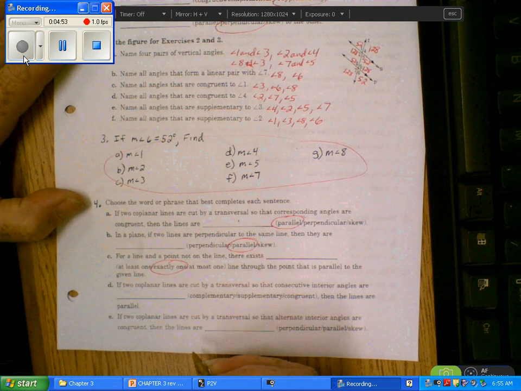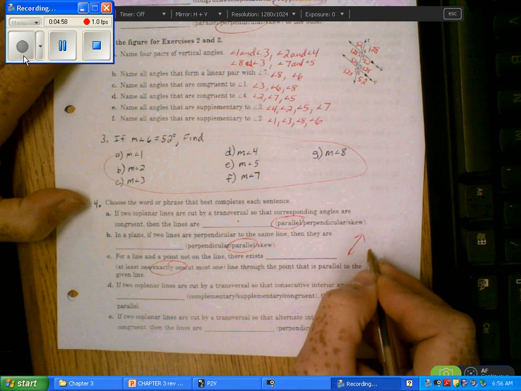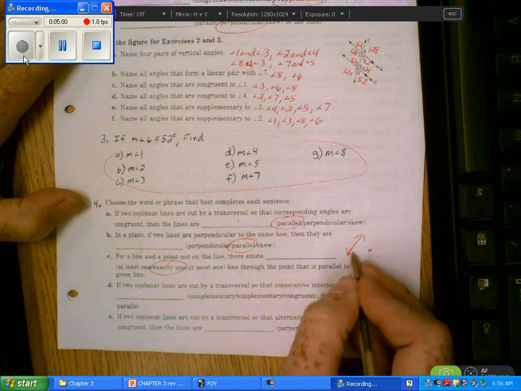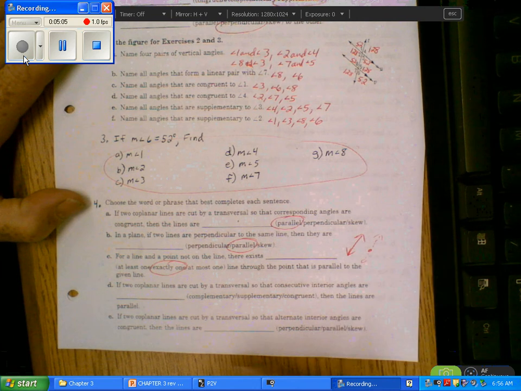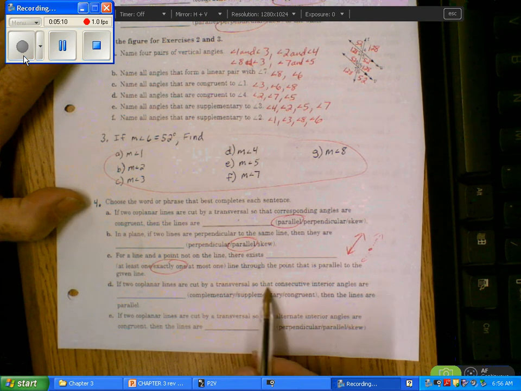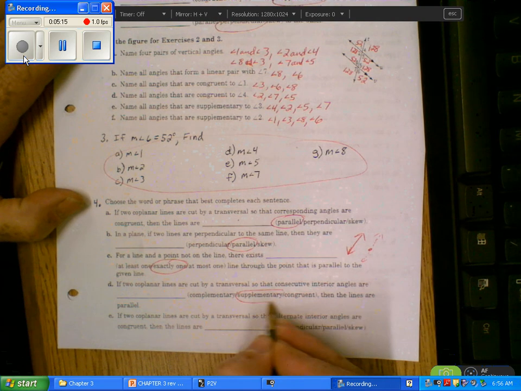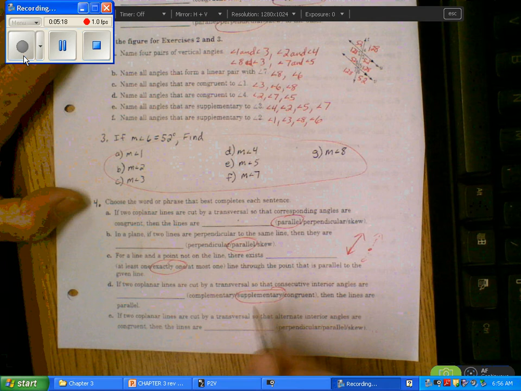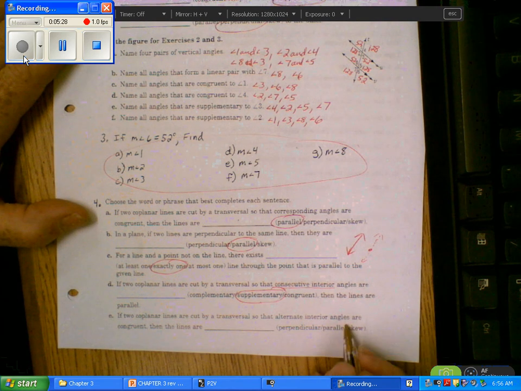Exactly one. Remember, if we draw this, if there's a line and some point over here that's not on that line, there's only one line in the world that goes through that point that's parallel to the original line. If two coplanar lines are cut by a transversal so that consecutive interior angles are, remember that's the one that doesn't fit everything else, it's not congruent, it's supplementary. Consecutive interior, supplementary. If two coplanar lines are cut by a transversal so that alternate interior angles are congruent, then the lines are parallel.